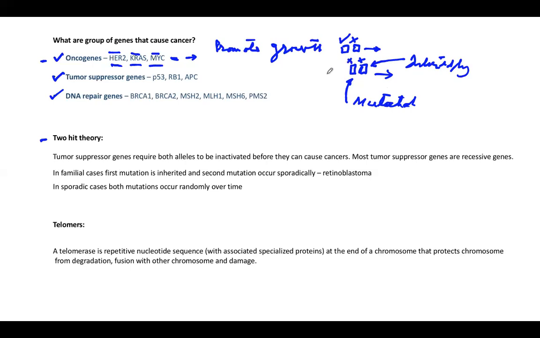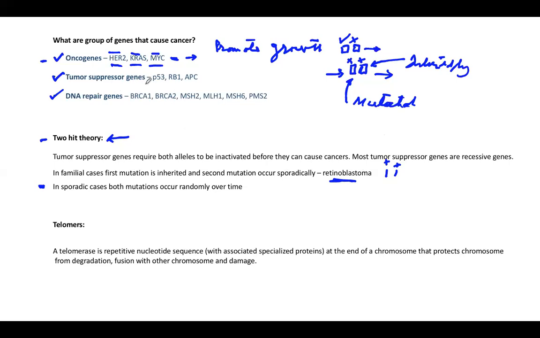So it's very important. For tumor suppressor genes, both copies need to be defective, and this is called two-hit theory. Like the retinoblastoma gene, at birth they have one inherited copy, then they get the other mutation, and then they get retinoblastoma at a very young age. So in sporadic cases, both mutations occur randomly over time. There's no inherited defect.